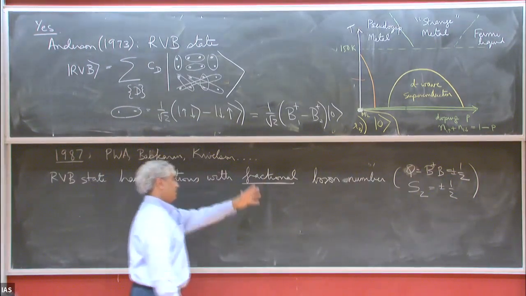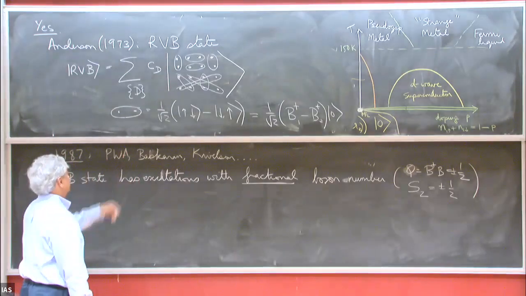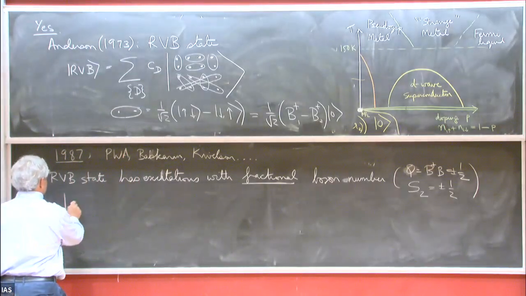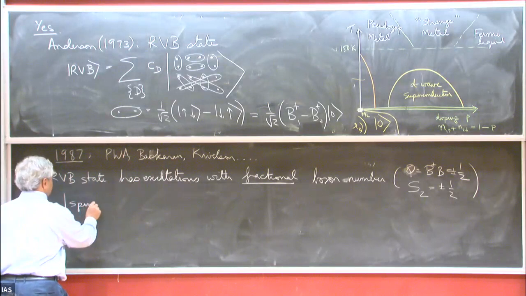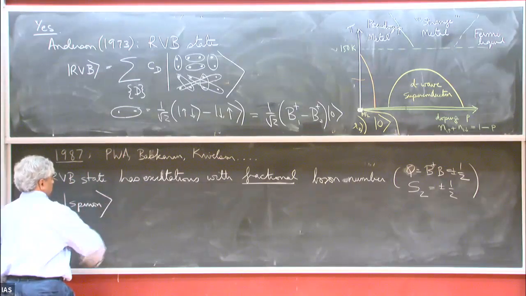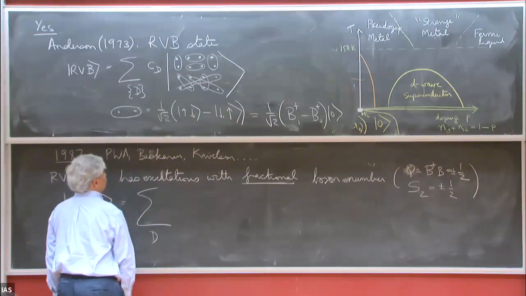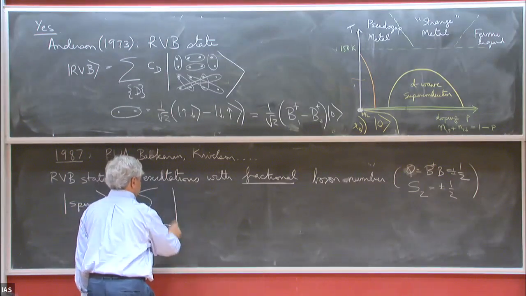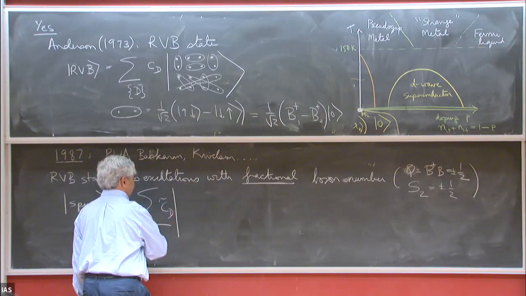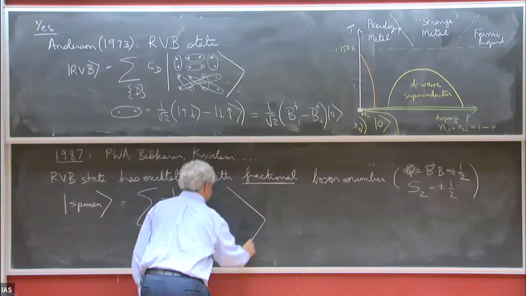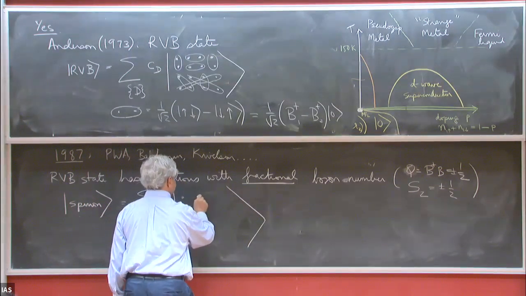So what's the idea here? Well, here's the state, which we now call a spinon state. Again, it will be a sum over all these configurations with some other C tilde of D. And this configuration will look something like this.